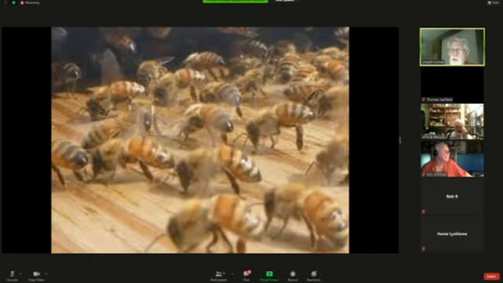So here in Arizona, they do this a lot, and wherever you see a dripping faucet or a water source, you'll see bees madly getting water so they can take it back to the hive and cool down the hive when it's really hot here.